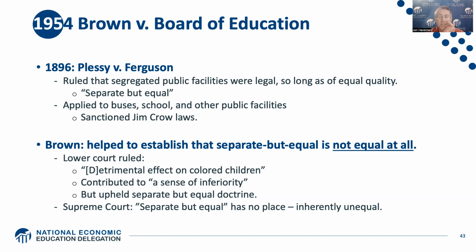And that ruling persisted and governed the law of the land until Brown versus the Board of Education. Right? And Brown versus the Board of Education helped to establish the fact that separate but equal is not equal at all. The lower court ruled that the evidence suggests a detrimental effect on colored children, and it contributed to a sense of inferiority, but it did uphold the separate but equal doctrine. The Supreme Court came in and said separate but equal has no place because it is, again, inherently unequal.